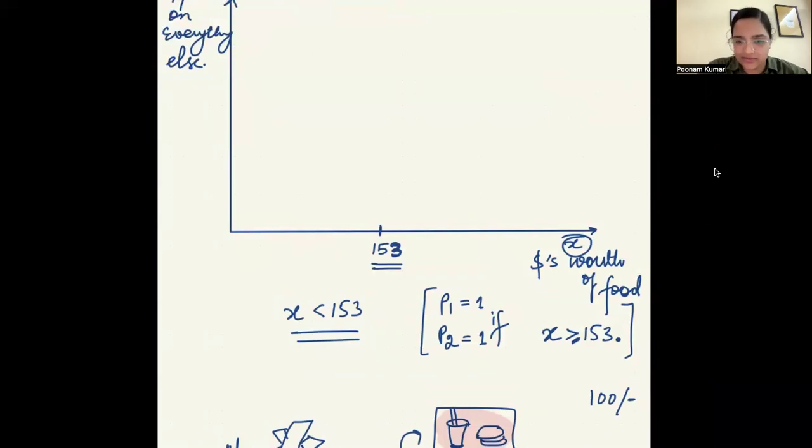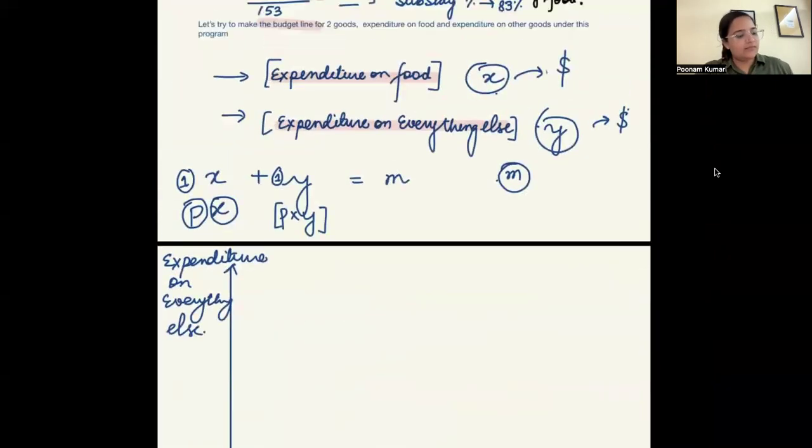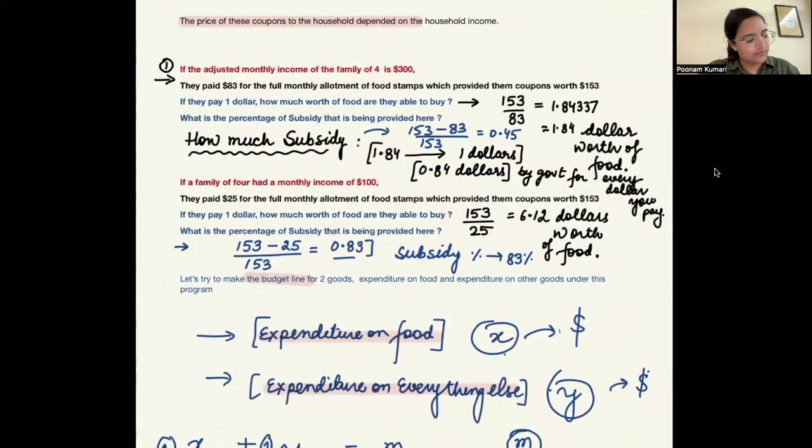Since 83% is subsidy, so for $1 we have to reduce $0.17. Since 83% of the payment is being done by government, if I want to increase my food consumption by $1 worth extra, how much money will I have to get from the other items? Only $0.17, right?